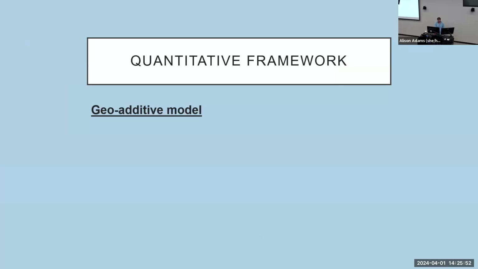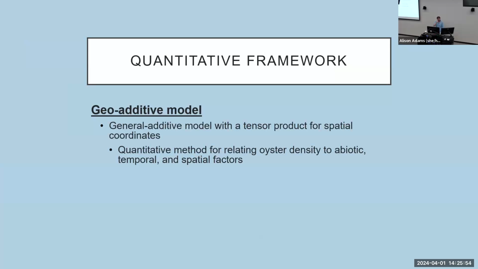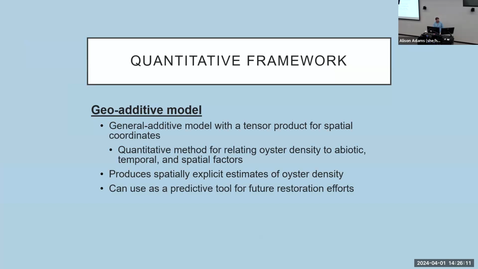Here I use a geo-additive model. For those of you unfamiliar, it's a general additive model with the tensor product for spatial coordinates. It's basically a quantitative method for relating oyster density to abiotic, temporal, and spatial factors. What this will do is produce spatially explicit estimates for our oyster densities based off of our restoration data. And we can then use it as a predictive tool to tell us how these different sites would have performed under these restoration conditions. The main concern is the large data requirements.